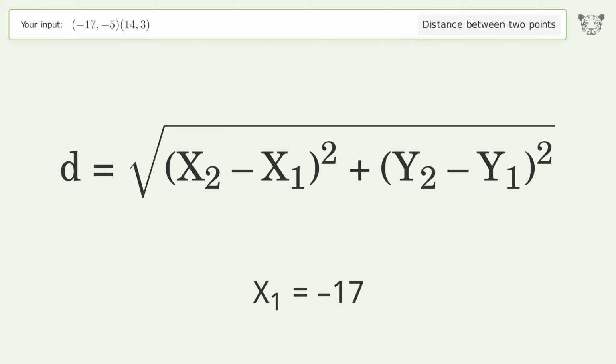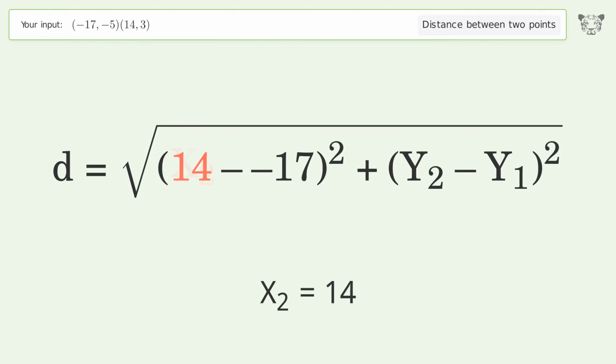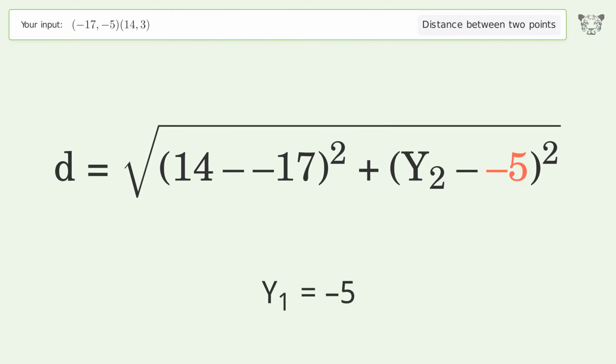x1 equals -17. x2 equals 14. y1 equals -5. y2 equals 3.